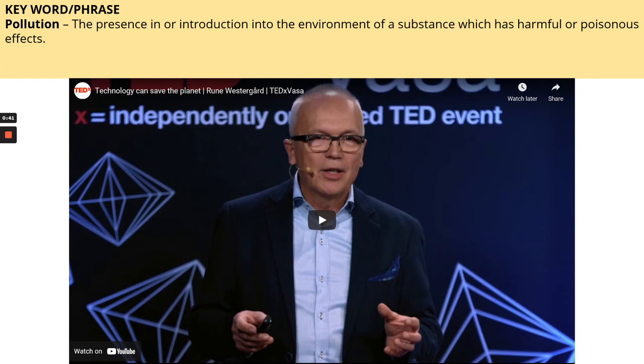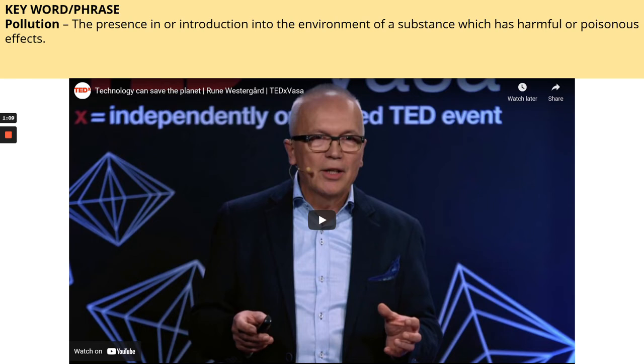Okay, so for today we're going to need to know two keywords. The first one is pollution, but for us the definition is the presence in or introduction into the environment of a substance which has harmful effects. It means through manufacturing and production we either use materials that are toxic, or by burning those fossil fuels for energy to create products, they release harmful chemicals into the atmosphere.